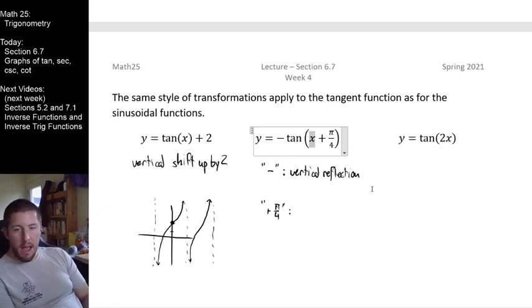So that plus pi fourths, remember that all of our input adjustments are the opposite of our intuition. So traditionally, I would think plus means go to the right. But here we are compensating for the fact that the plus pi fourths goes to the right by us going to the left. It's a compensation thing right there. So this is a shift left by pi fourths.